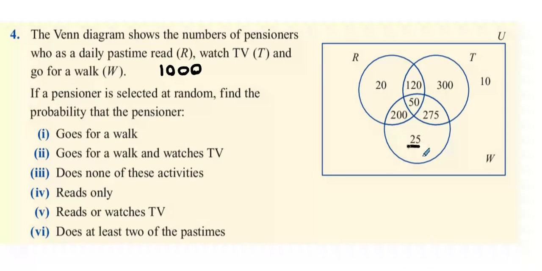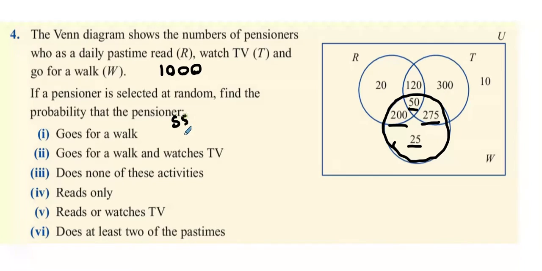Now, 25 is walk only. 275 is walk and TV. 50 is walk, read and TV. 200 is walk and read only. Whatever you say, everybody in this circle walks. Agreed? Add them all up together.